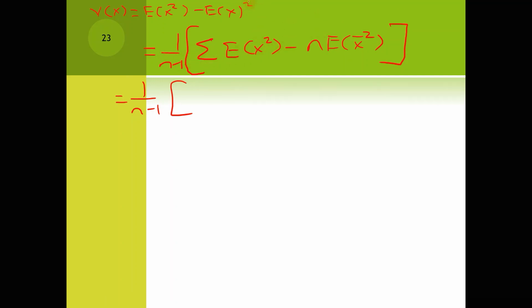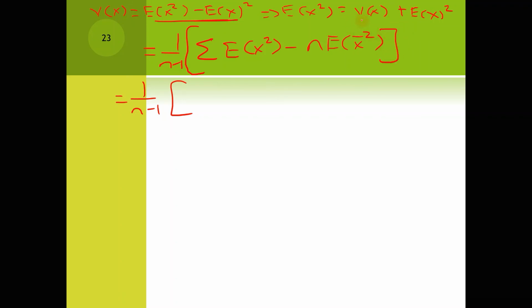So if this is what we already know, that the variance of x is equal to the expected value of x squared minus expected value of x squared, this implies that the expected value of x squared is equal to the variance of x plus the expected value of x, squared. See that? Expected value of x squared is equal to the variance of x plus expected value of x, squared.